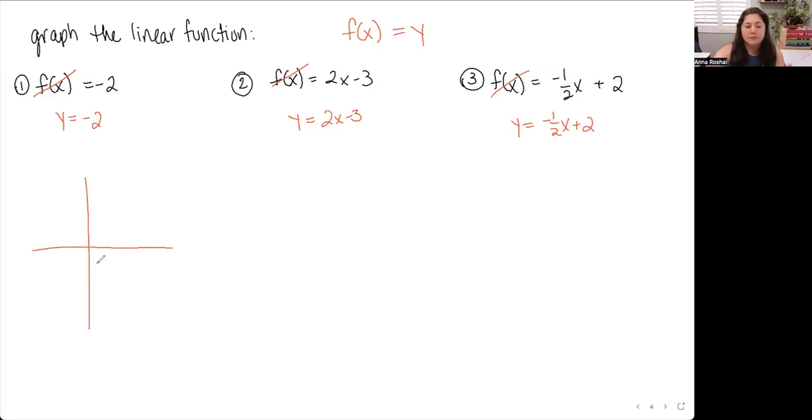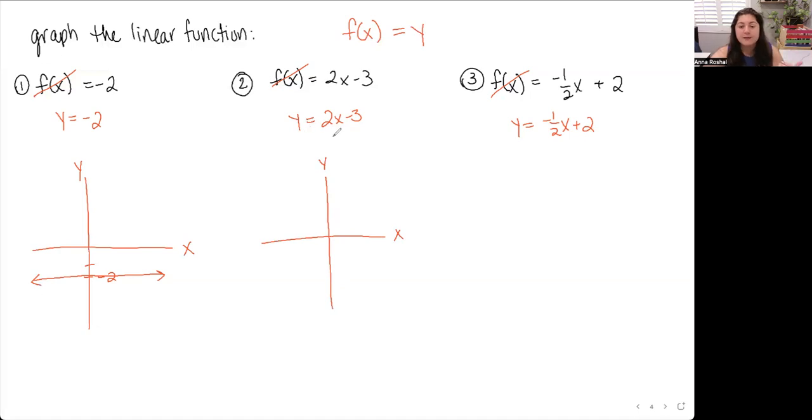We know that we're going to find where y is -2. So here's -1, here's -2. And we're just going to create a line that goes across. Here's my x and y. That goes across my -2, where y is always going to be -2. Totally fine. We're in a good place. All right.